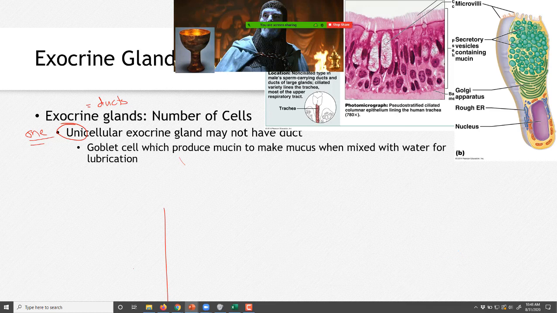Take a look at it. This is a goblet. Okay, it has this kind of shape to it. And it's going to release mucin. And when mucin mixes up with water, it becomes mucus.